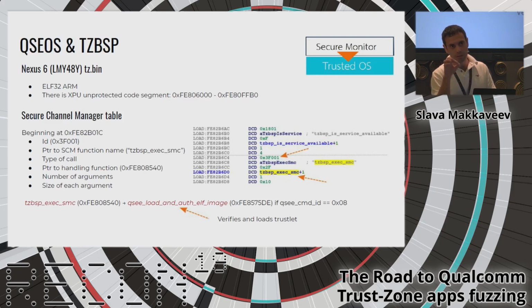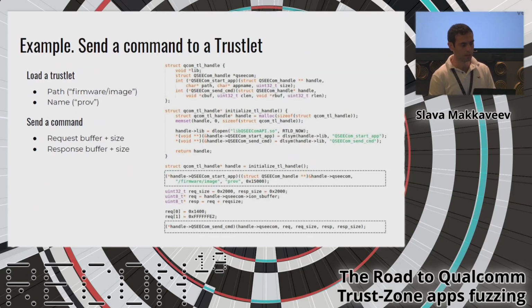And in case the parameter indicated in the SMC call is 8, which means to load a trustlet app, the exec SMC function will call another function, QC load and auth ELF image. Actually, this is my target in this flow, because this function is responsible for verification and loading of trusted apps in the secure world. And we will look at this function in detail when we talk about the trusted verification algorithm.